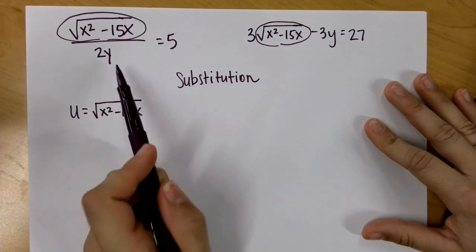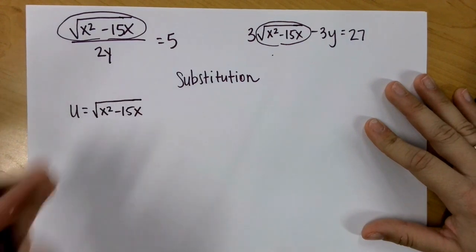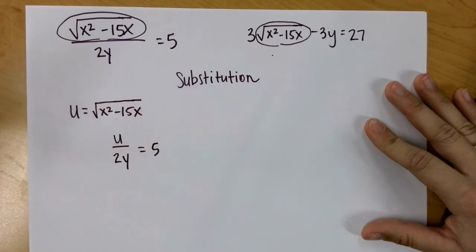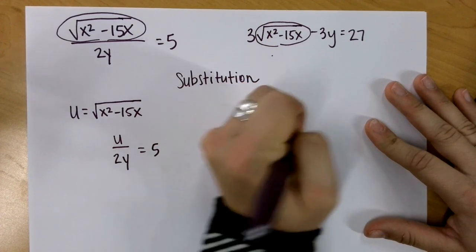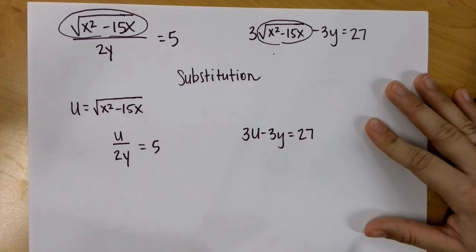So I'm going to rewrite each of these equations, but instead of writing this big long piece out, I'm going to put a U in there. So I have U over 2y equals 5. And I have 3u minus 3y equals 27. So I just put a u in place of this longer expression.